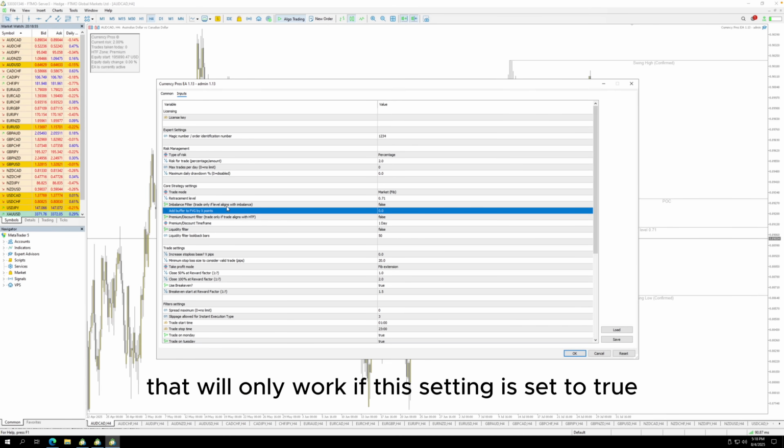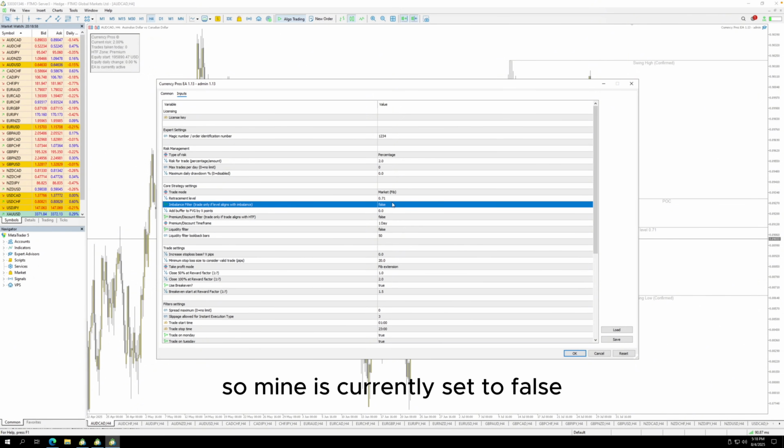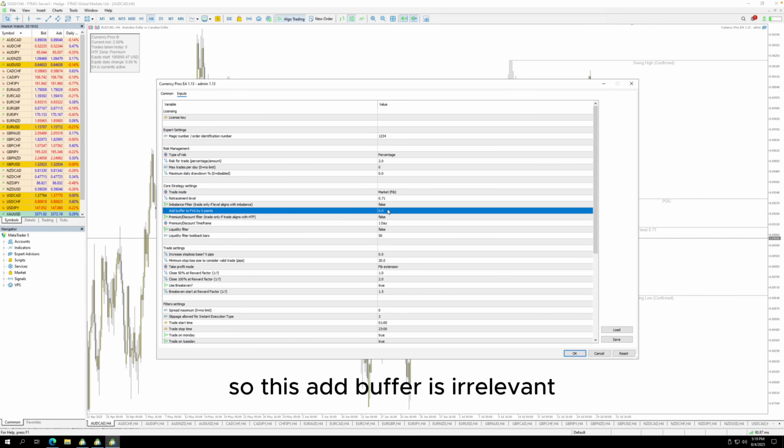only work if this setting is set to true. So mine is currently set to false. The imbalance filter is not currently on. So this add buffer is irrelevant.